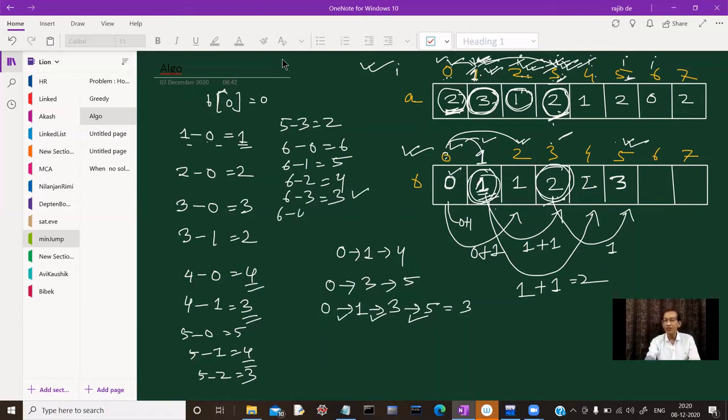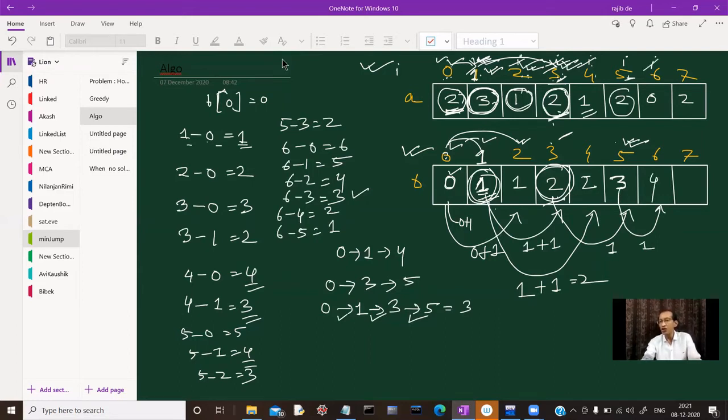Now 6 minus 4. Can you reach 6 from 4? No, because you can make maximum 1 jump and you require 2 jumps. So 6 minus 5. Can you reach 6 from 5? Yes, because you require only 1 jump, but it is showing you that you can make 2 jumps. So it is possible. So you see, to reach 5 from 0, you require just 3 jumps, and from 5 to 6, you require 1 more jump. So 3 plus 1 is 4.